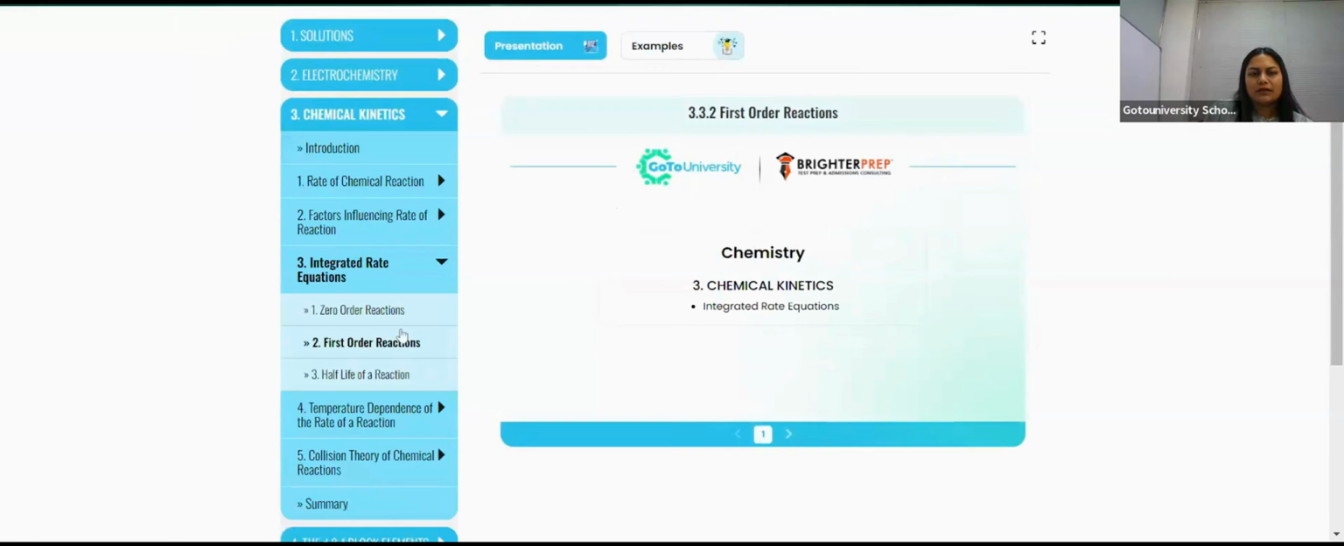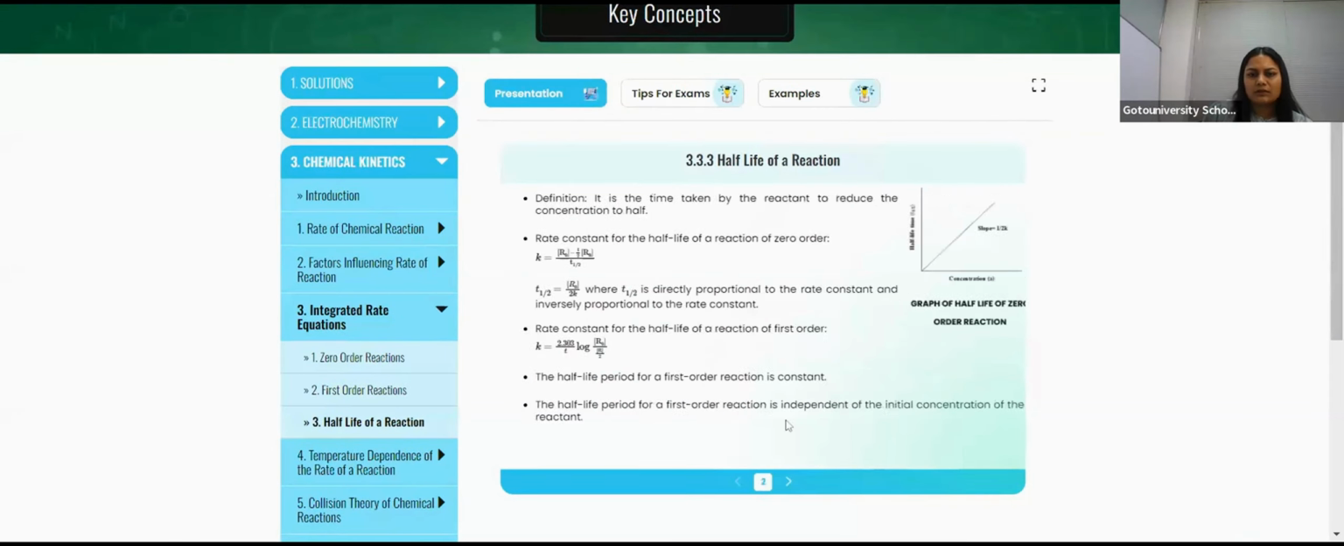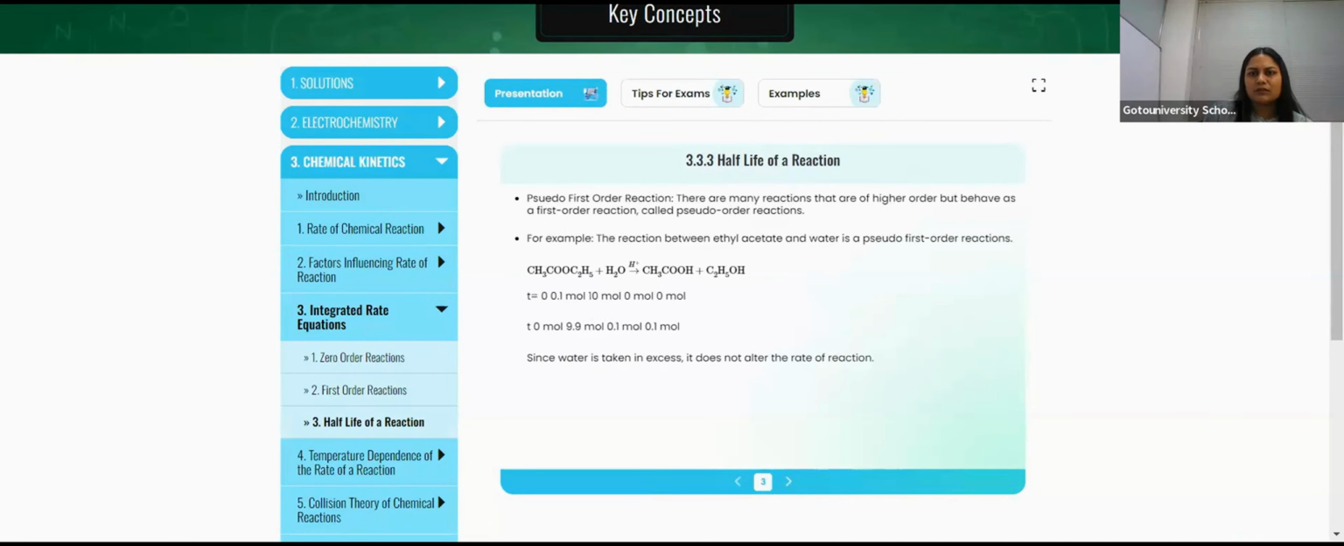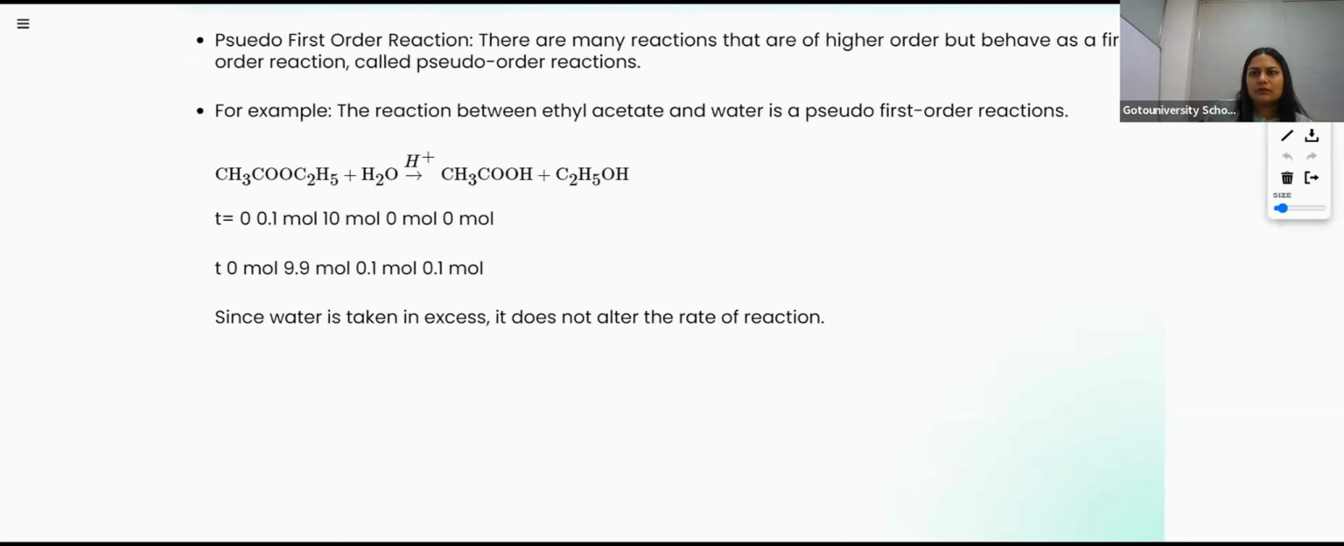Now let us understand what pseudo first order reactions are. What does the word pseudo mean? The word pseudo means false. So what is a pseudo first order reaction? There are many reactions which are of higher order, same as we discussed in order and molecularity, but they behave as first order reactions. They are termed as pseudo order reactions.